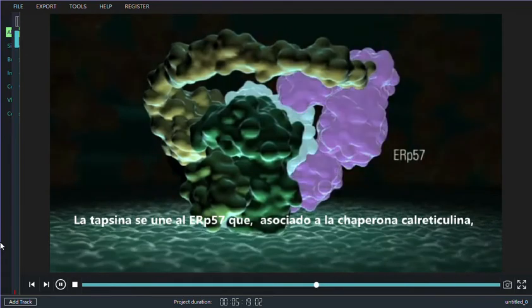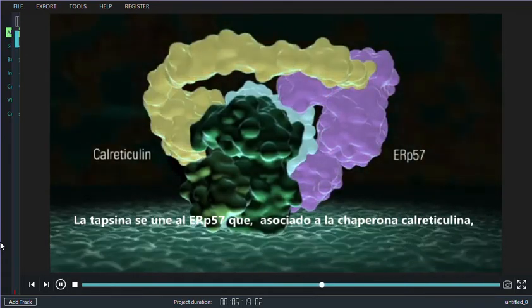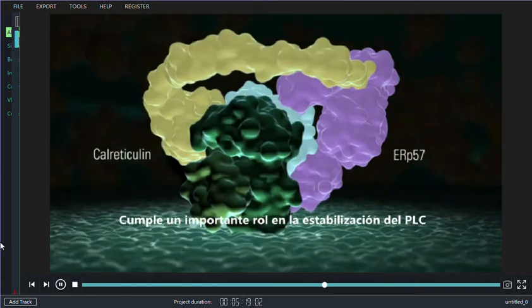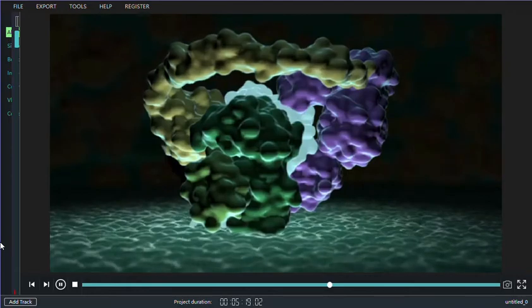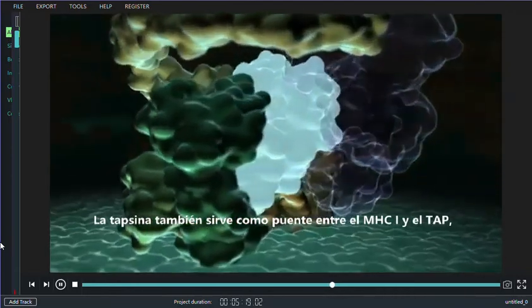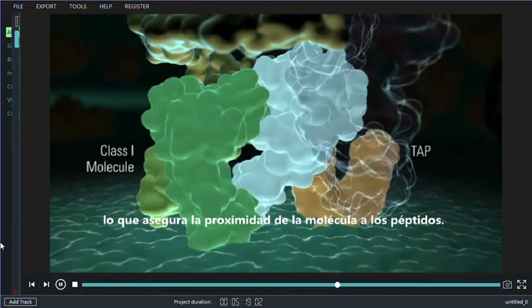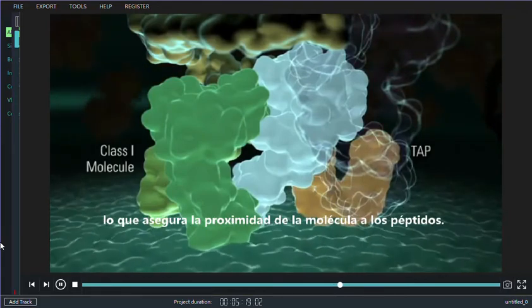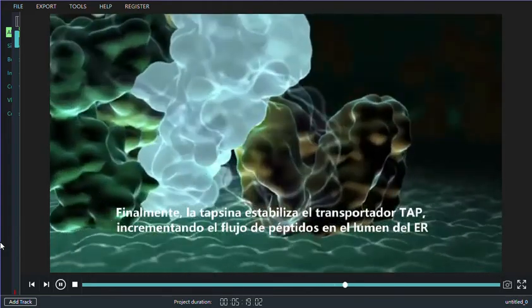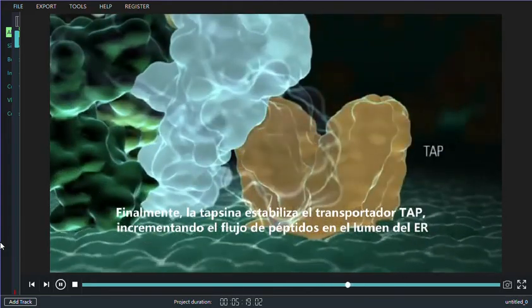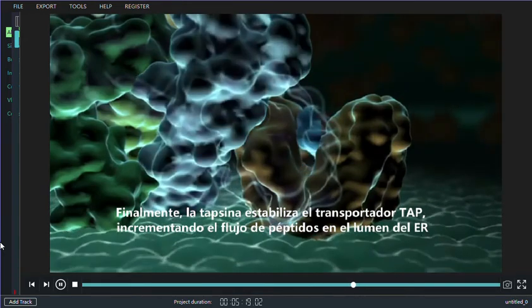Tapasin binds ERP57, which, along with its associated calreticulin chaperone, plays an important structural role in stabilizing the PLC. Tapasin also serves as a bridge between the class I molecule and TAP, which ensures the proximity of class I to incoming peptides. Finally, tapasin stabilizes the TAP transporter, increasing the flow of peptides into the ER lumen.